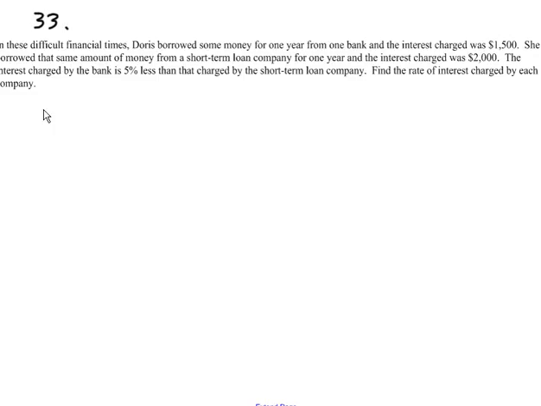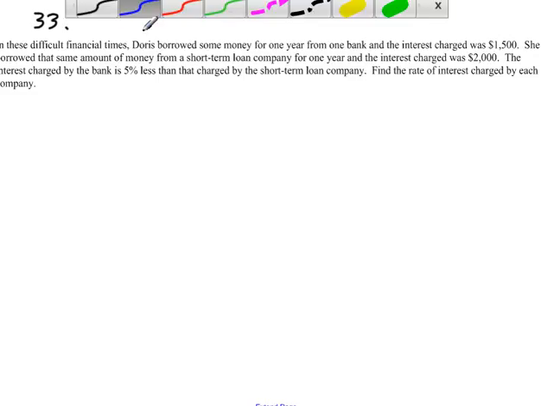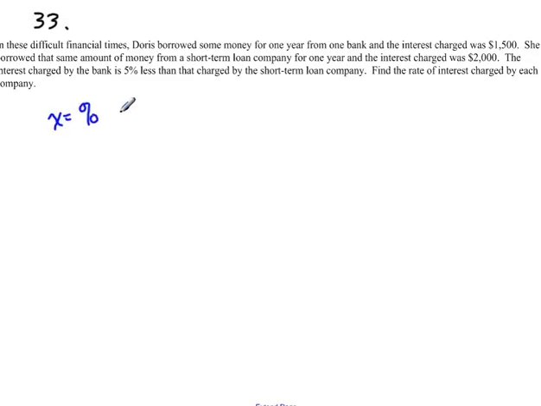First thing I would do is go ahead and note that the interest charged by the bank is 5% less than that charged by the short-term loan company. So X equals the percent from short-term loan, and if the bank is 5% less than that, that would be X minus 5 for the percent at the bank. You could have also said that the X was the bank and then the short-term loan would be X plus 5, so long as they differ by 5 and that the short-term loan is the higher amount.